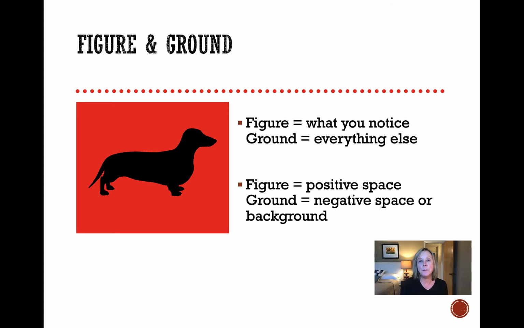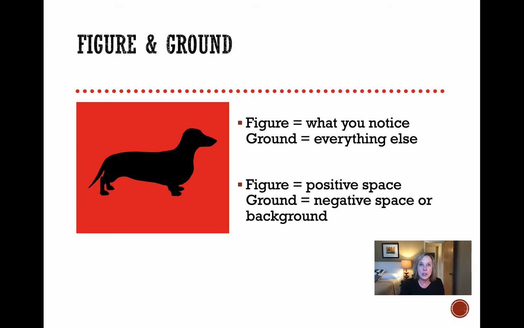So the figure is what you notice. In this case, the dachshund. The ground is everything else. So you could say that the figure is what stands out to you, and then the ground is the background, or the figure is the positive space, and the ground is the negative space or the background.